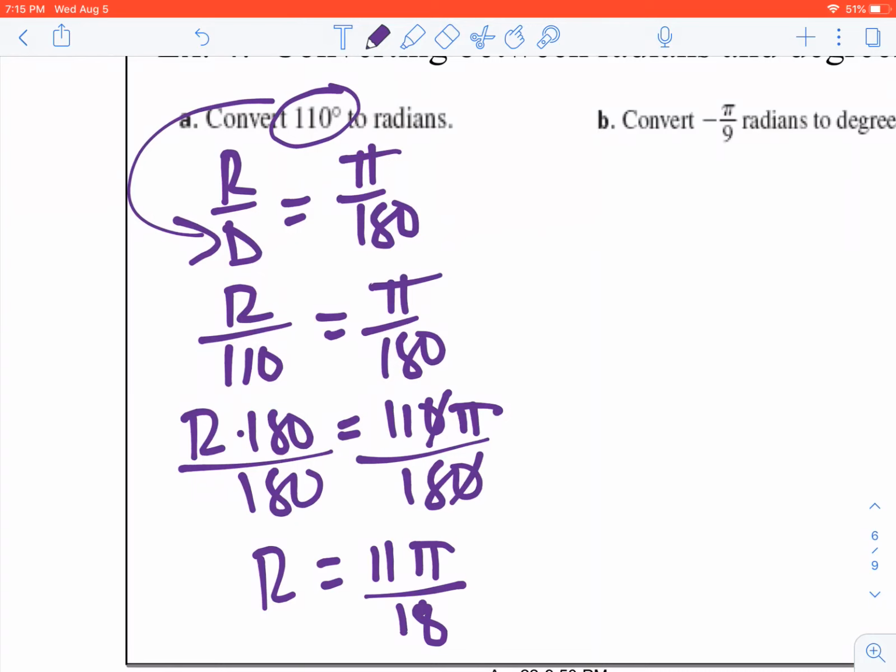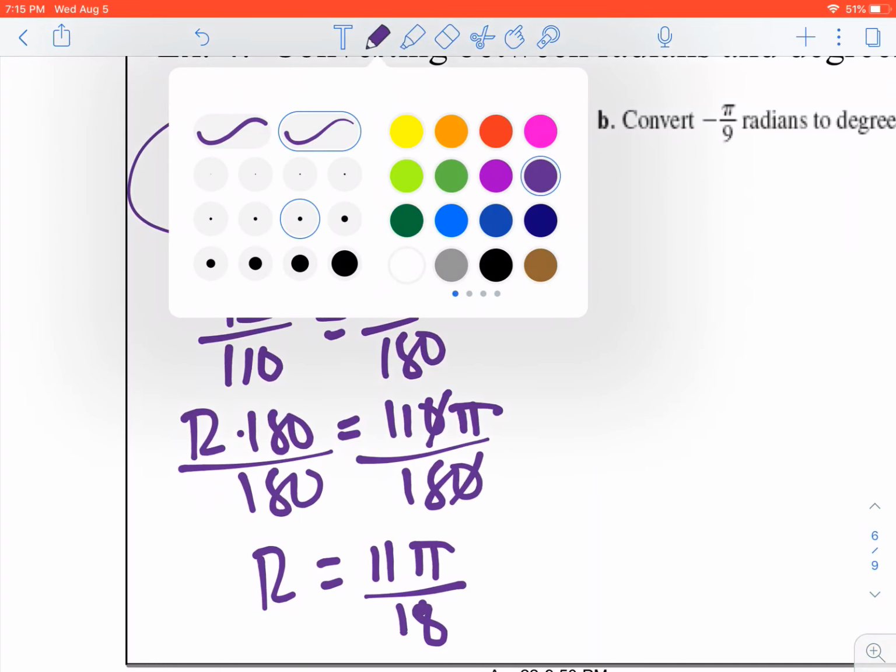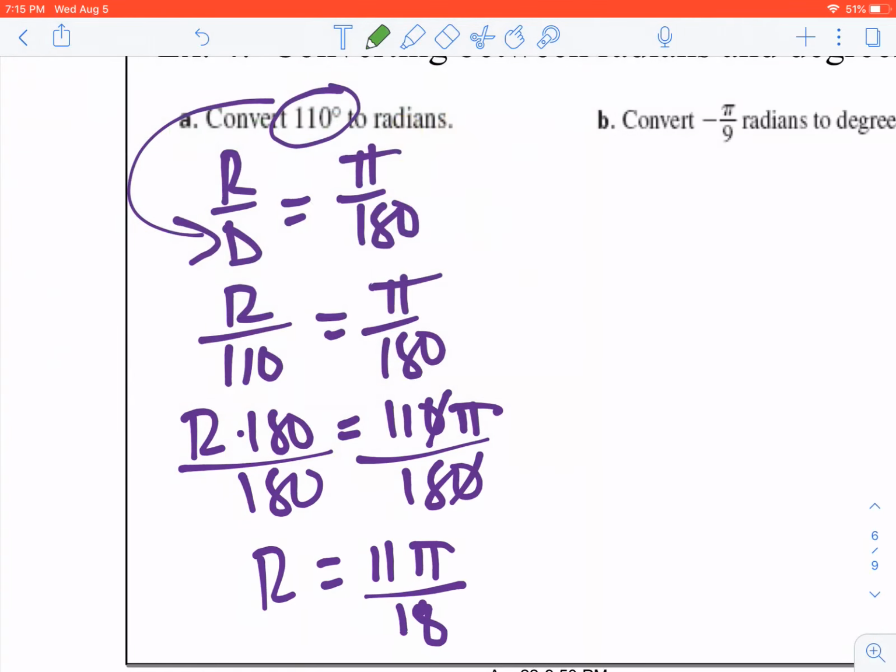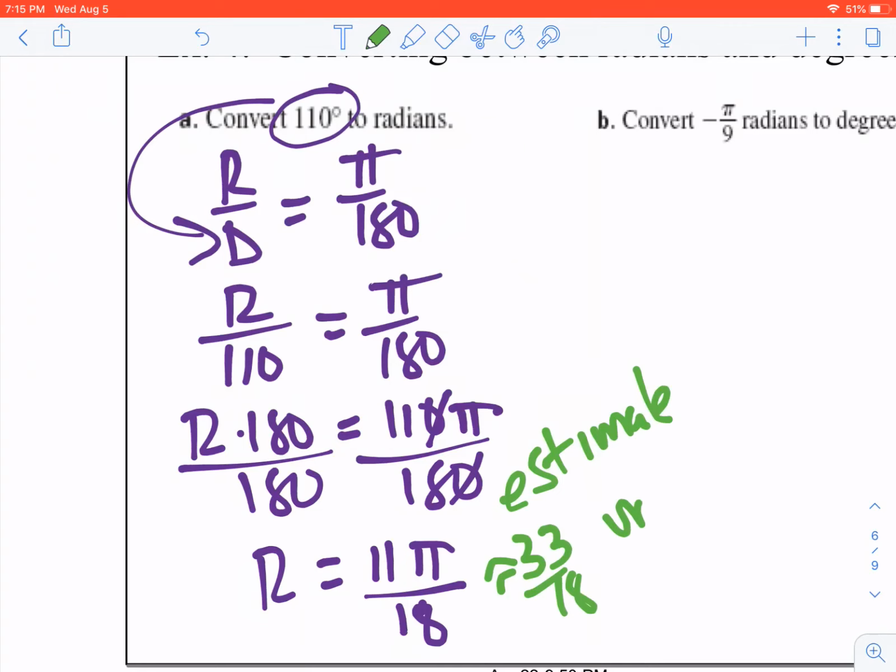So if you wanted to estimate, again, I can't stress this enough, I always have a kid in class who goes, well, Mrs. Knopf, that's not right. I know, it's an estimate. So 11 times 3 is 33, right? So it's about 33 over 18. 18 times 2 is 36, right? So this is just under 2 radians.